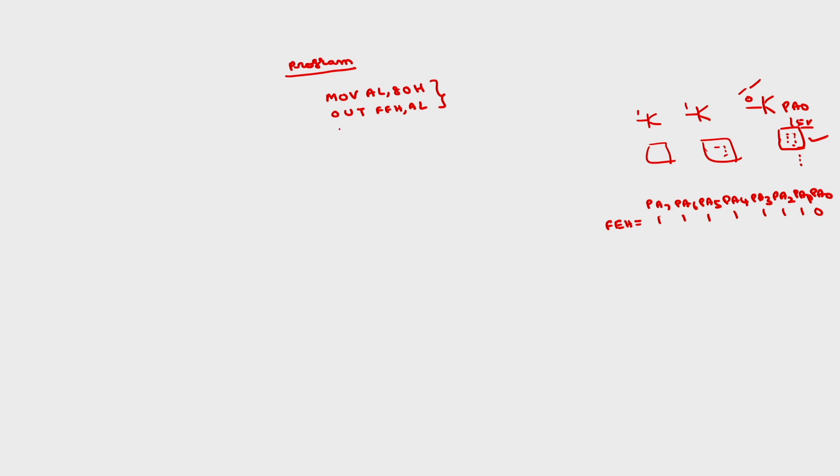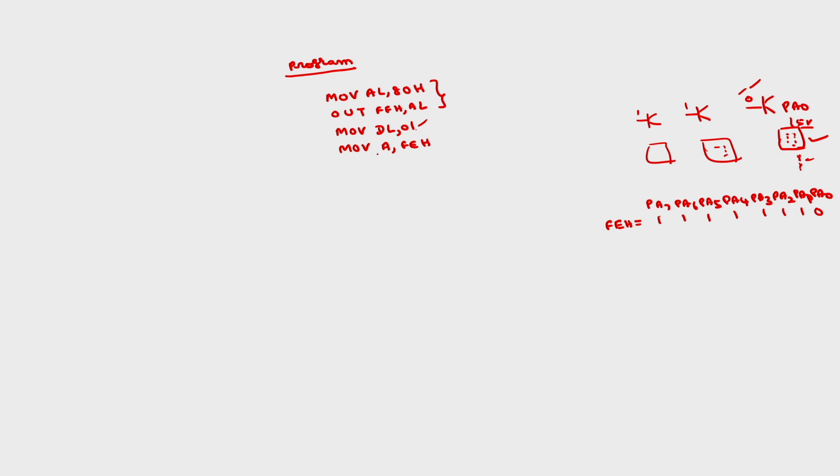Before that, I will initialize MOV DL with 01, because I want to display 1 on this particular display. That one I am taking is the BCD code. If I apply this 1 to the BCD to 7 segment decoder, it will display 1 on this display. So I am taking this 01 into DL. Then I am taking MOV AL with FEH.